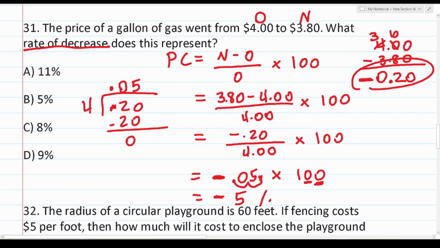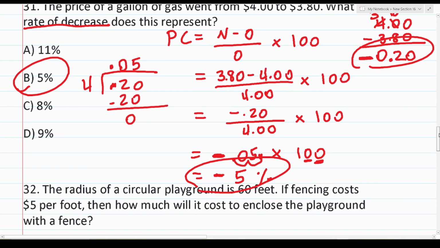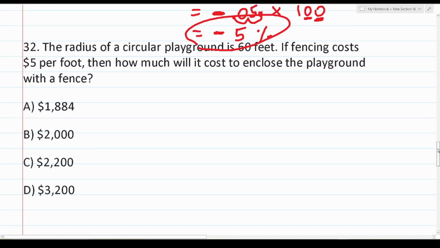And of course, we know that's going to be percent. So in other words, a decrease from $4 to $3.80 represents a 5% decrease. So the answer to this one is B, of course. Okay, so that's that one.